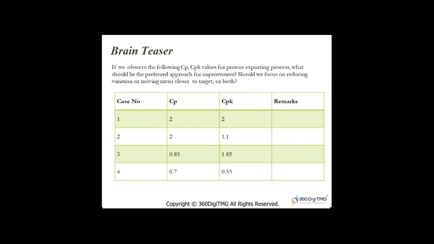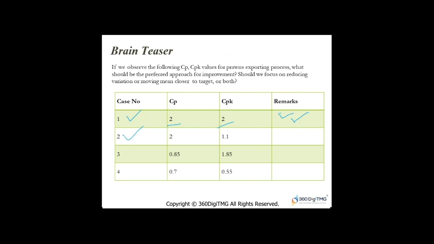Okay, here's another brain teaser, but we'll be solving this here. What will happen? Scenario 1, case 1. CP is greater than 1.66, it is 2. CPK is 2, which is greater than 1.33. Hence, you need not do anything, right? There is less variation, and your process mean is closer to the target, so you need not worry much here.